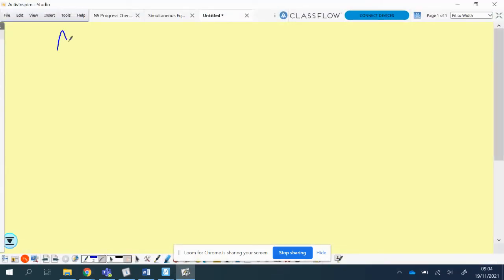Okay, so today we're going to be looking at motion. Let's have that in a decent colour for a start. That's better. So we're going to have motion in a straight line.